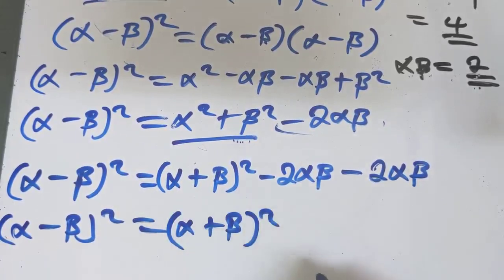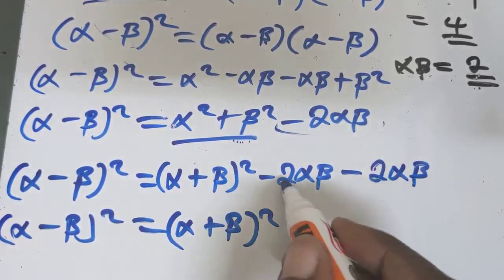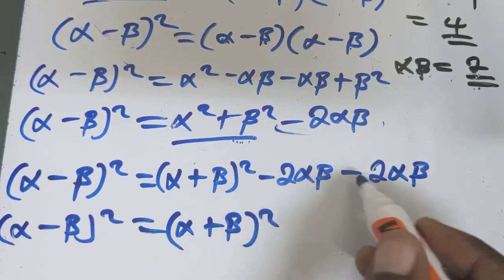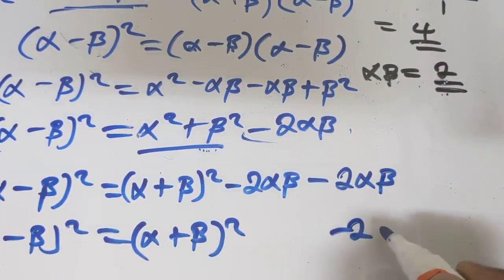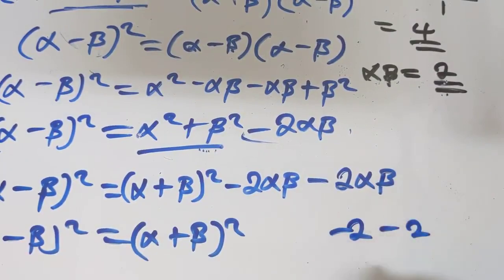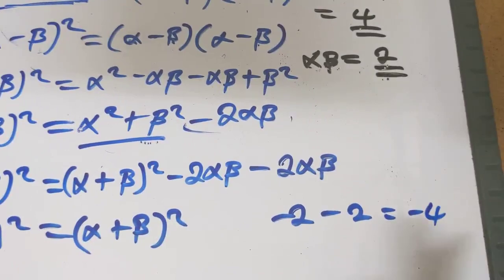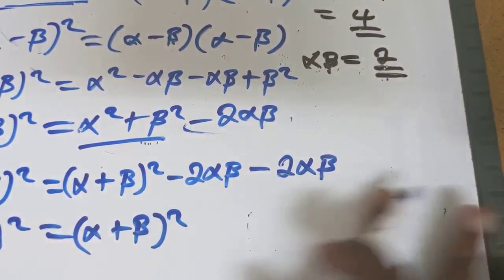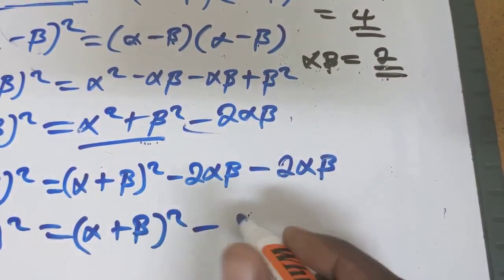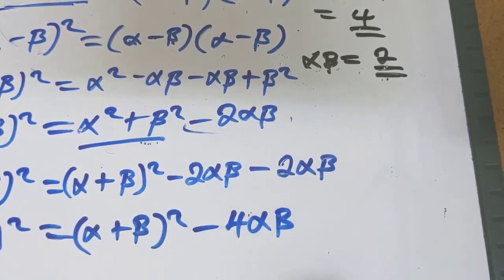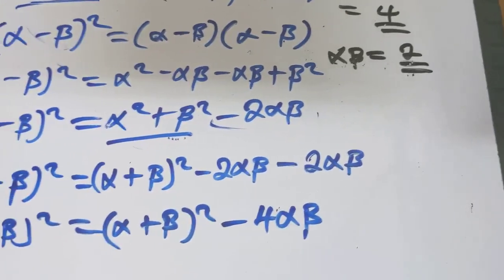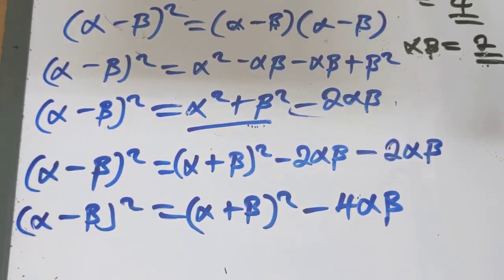then we have a square there. So this is just negative 2 alpha beta, negative 2 alpha beta, just the same as they have given you, negative 2 minus negative 2. The answer will be negative 4. So the same applies here, and the answer will be negative 4 alpha beta, like that.